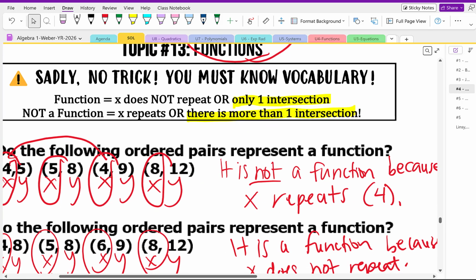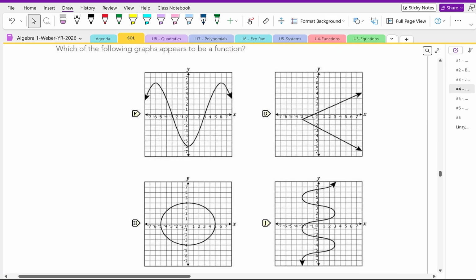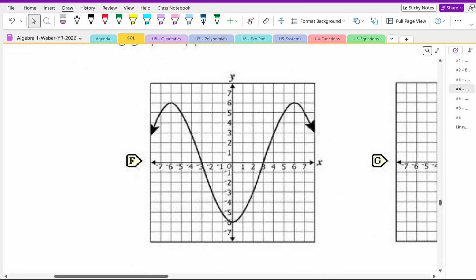So again, when we're talking about these intersections, that's what we're talking about as graphs. So now we're going to have to look at the number of intersections. If it's a function, it only has one intersection. If it's not a function, it has more than one. So when we're checking if a graph is a function, you want to draw a vertical line. You can literally draw that vertical line anywhere.